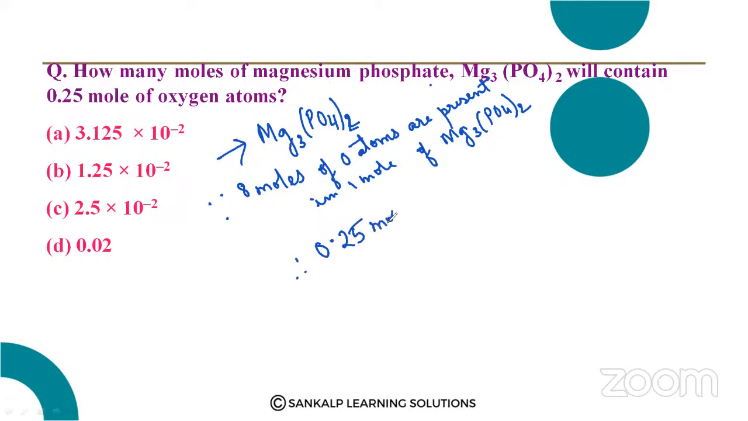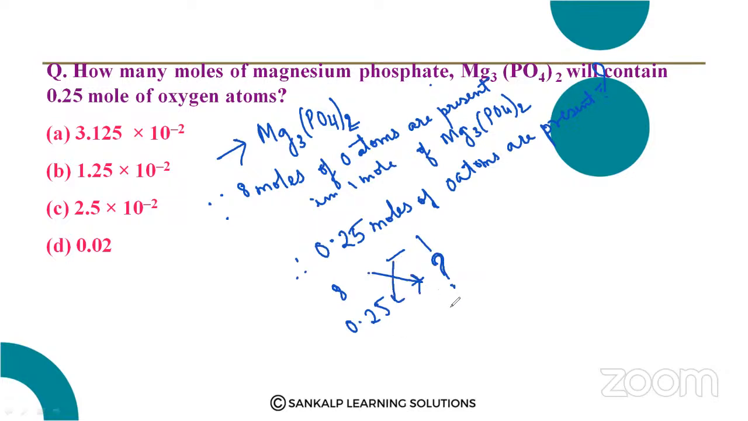0.25 moles of oxygen atoms are present in how much Mg3(PO4)2? So 8 moles are present in 1 mole of Mg3(PO4)2, then 0.25 moles of oxygen atoms are present in how many moles? So you have to cross multiply. This will be 0.25 into 1 divided by 8.